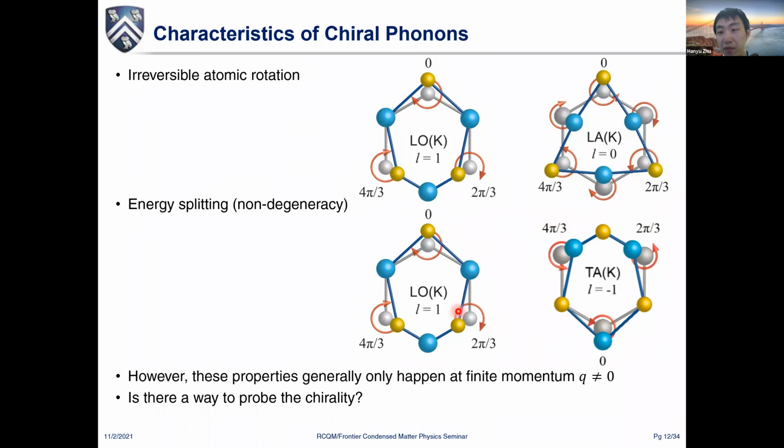So why didn't people see or measure that in the past? The basic reason is that it generally happens at finite momentum. In order to break mirror symmetry, the momentum shall not be at the center of the Brillouin zone. At the gamma point, there's no net momentum, right? So it obeys mirror symmetry. So we must look at finite momentum, but there are not many tools that can measure excitations of finite momentum.